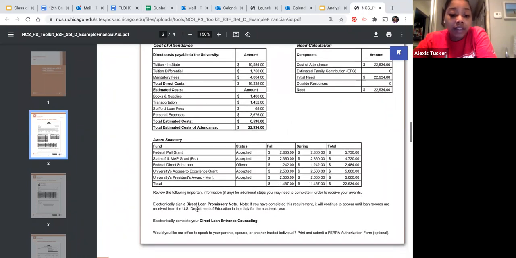And the other thing you'll see here is language like the direct loan promissory note and direct loan entrance counseling. These are preliminary requirements that you have to complete in order for them to disperse those funds to you. So the promissory note is literally just a note of promise saying that I will pay this money back within whatever the terms are. And then the direct loan entrance counseling is usually like an orientation of sorts where someone explains all the things that we're saying to you again from the college's side.